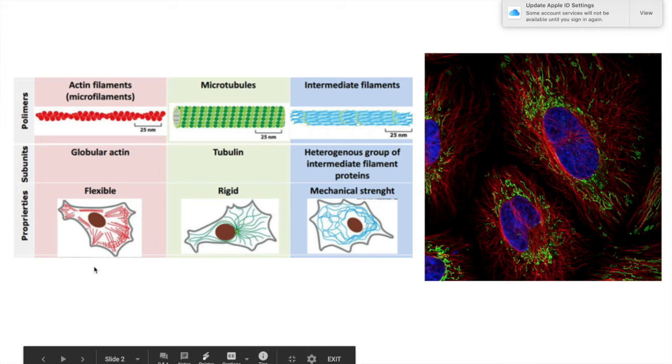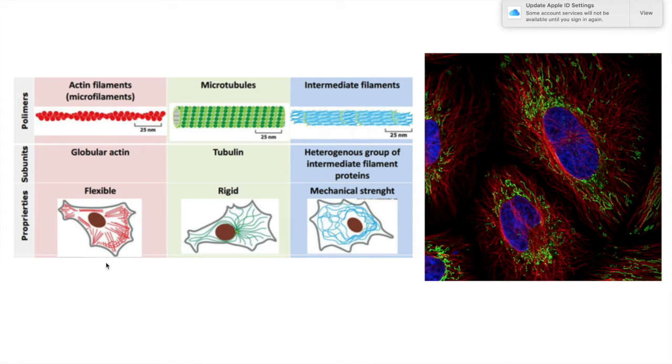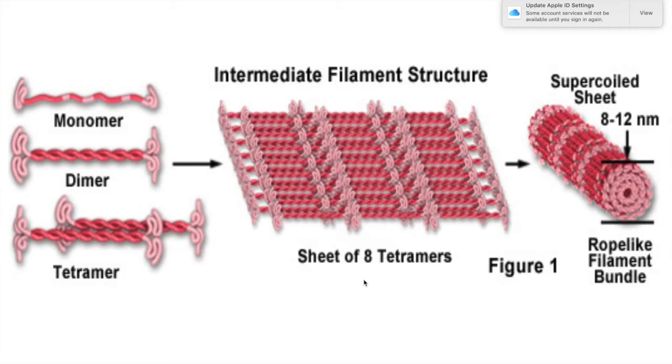In this diagram, you can see the different subunits and larger structures that each different type of structure forms in the cytoskeleton. And this is a fluorescence microscopy image of a staining of the different parts of the cytoskeleton. So I will first talk about the intermediate filaments.